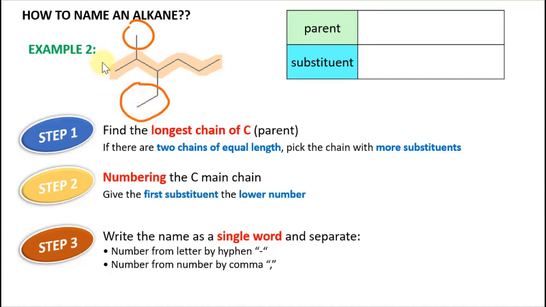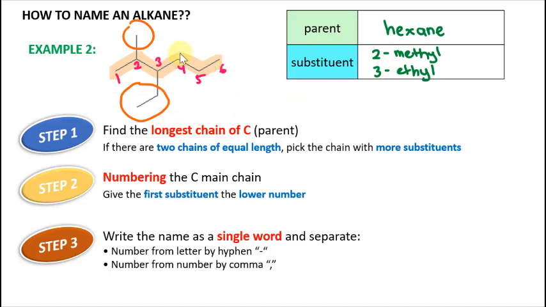So in order to do that, we are going to number it from left to right. Since the longest carbon chain is 6 carbons, the parent name is hexane. And then here we have two different substituents. On carbon number 2, we have methyl, and on carbon number 3, we have ethyl.